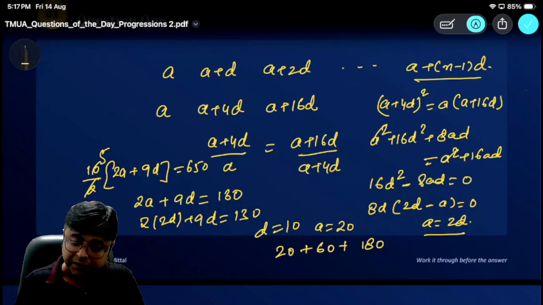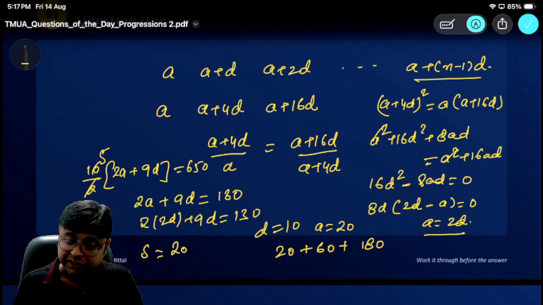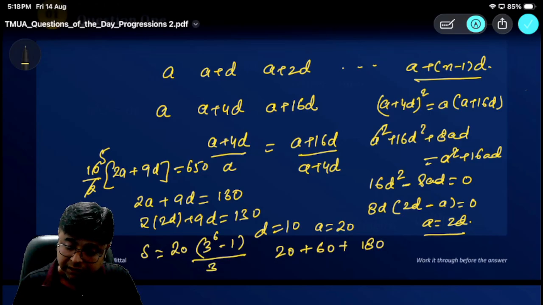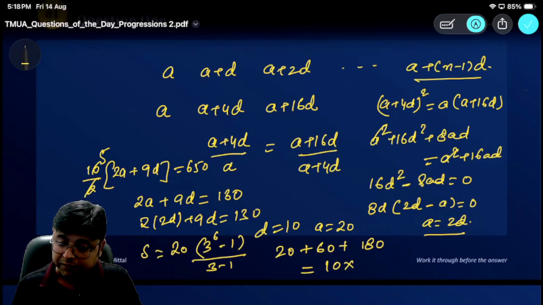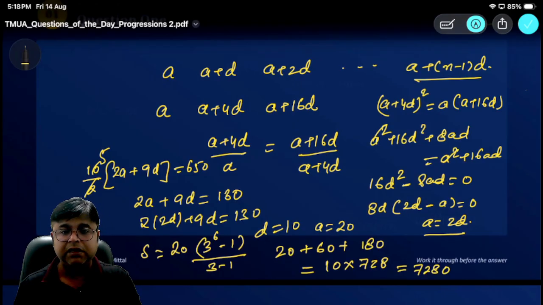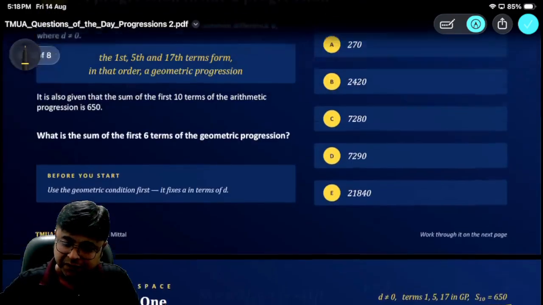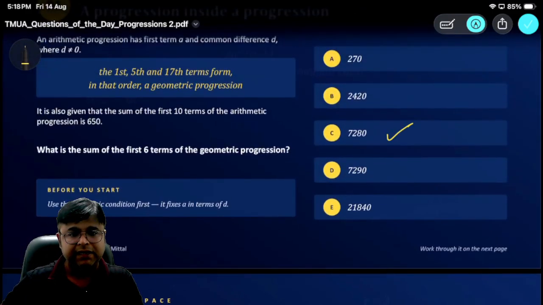So the sum of this will be, by the formula, A is 20, and they are asking the sum of 6 terms. So it is 20 times 3 to the power 6 minus 1 upon 3 minus 1, which is 2. So finally, I get 10 into 3 to the power 6, which is 729, minus 1, 728. It will be 7280. So 7280 is the correct answer. This is how I can simply do this problem. So 7280 is the correct answer.